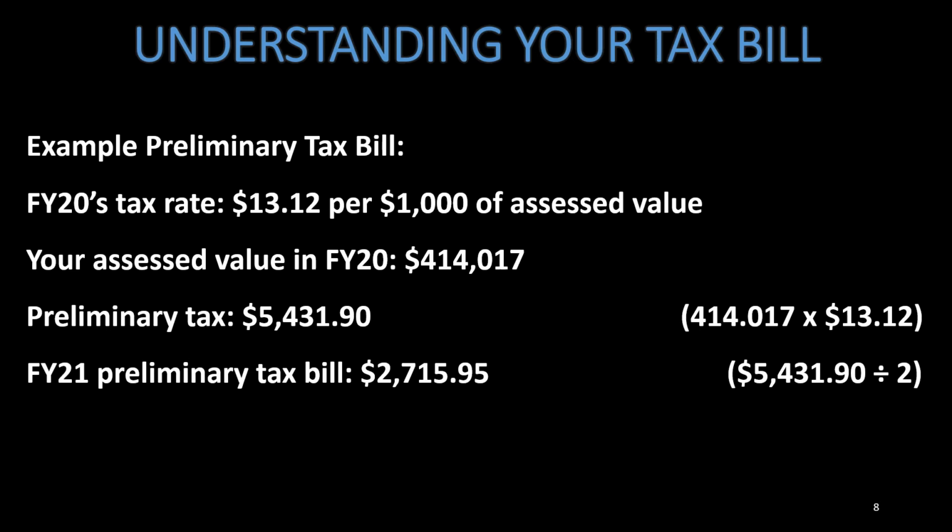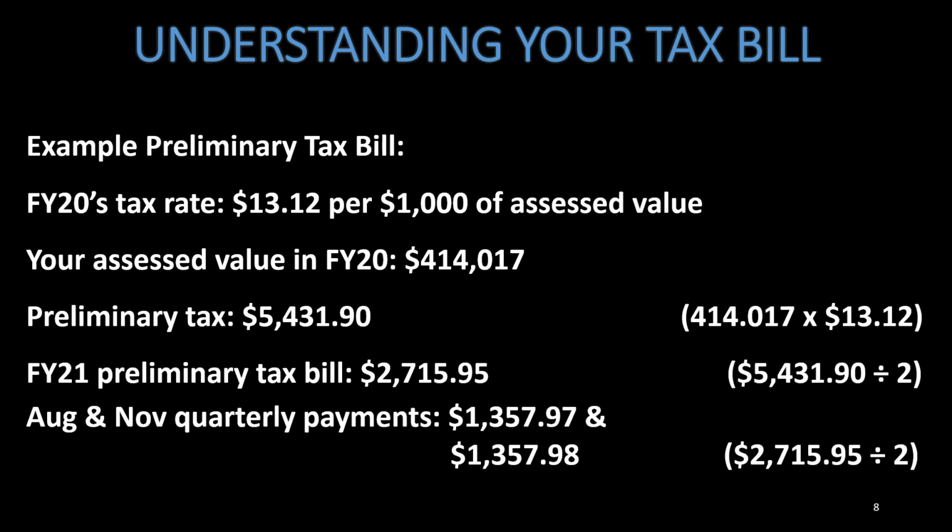The tax bill that you would receive in July for fiscal year 21's preliminary tax would be $2,715.95, or half of that total preliminary tax calculation, the $5,431.90 divided by 2.